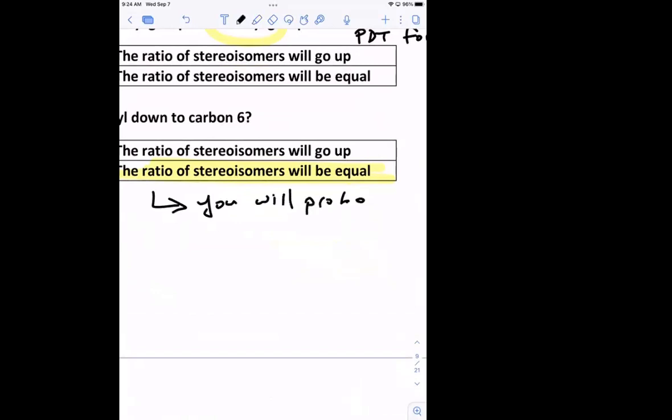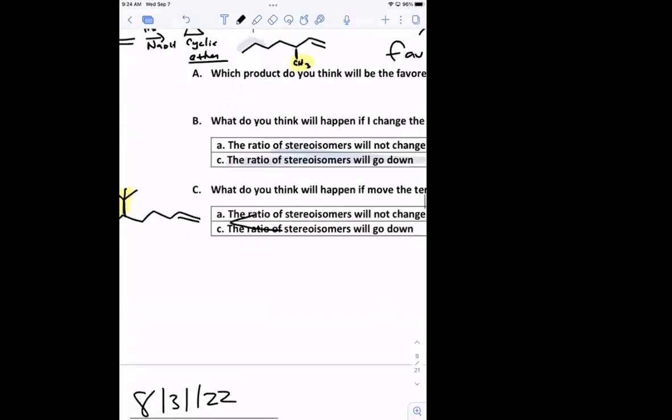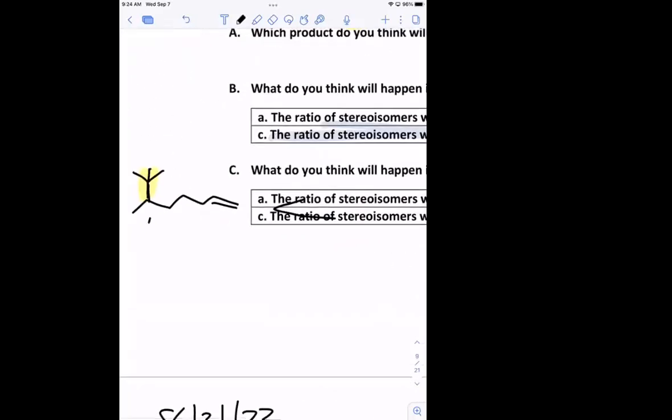We're probably going to get a racemic mixture. All right, it's just too far away to have any influence.